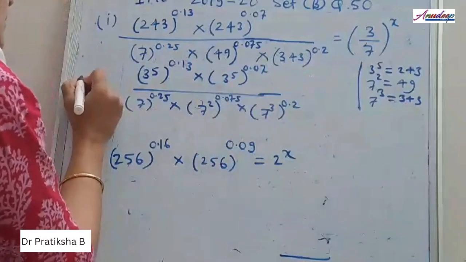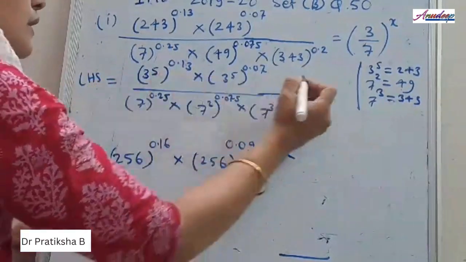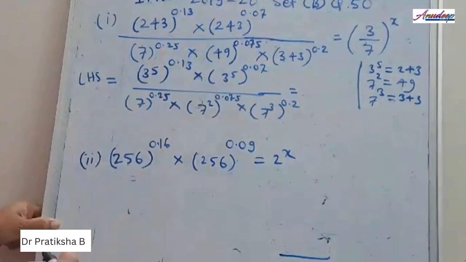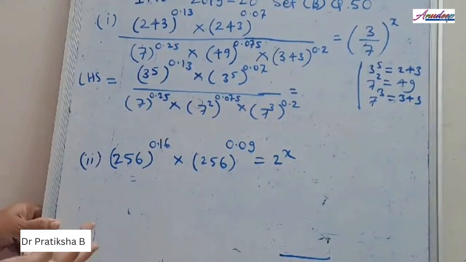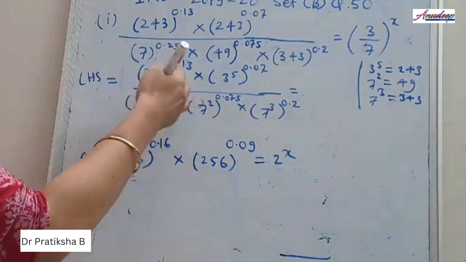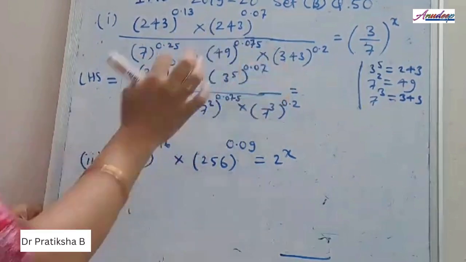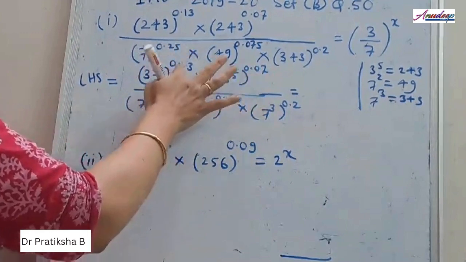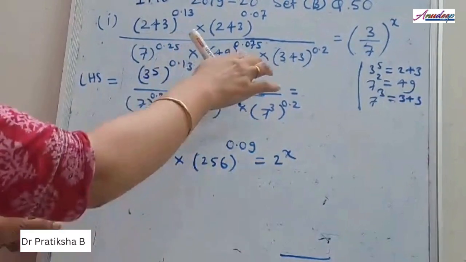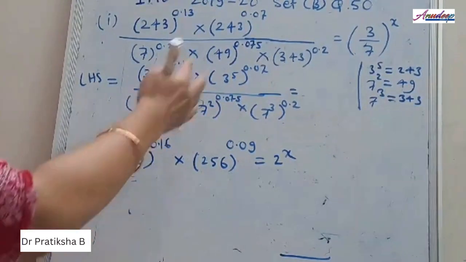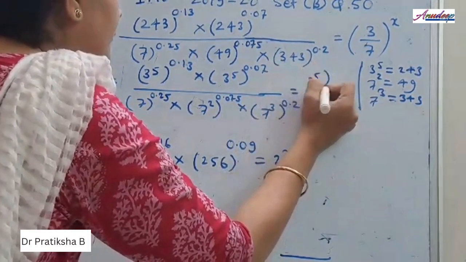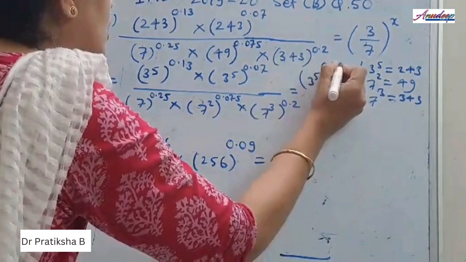I am just simplifying the LHS for right now. Again 3 raised to 5 is a common base. Applying the laws of indices or laws of exponent, we can add the indices or the powers. So 0.13 plus 0.07, that is 13 plus 7 giving you 20. So 3 to the power 5 raised to 0.20.